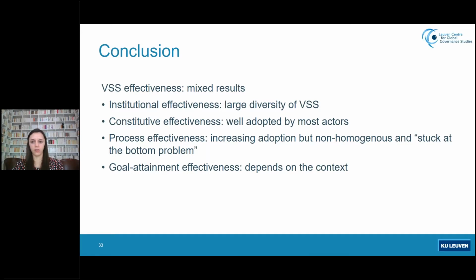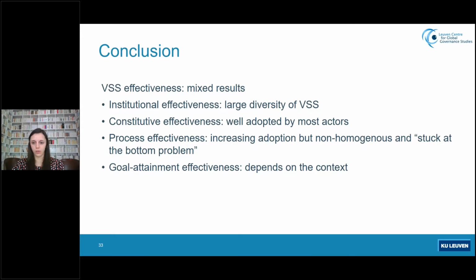Then on process effectiveness, we also saw that different indicators show that adoption is increasing globally, but that this is not happening in a homogeneous manner. I also remind you that while adoption and coverage of VSS are growing, the stuck at the bottom problem remains. It means that, again, smallholder producers don't have the capacity to get involved in VSS schemes, and so it can be a barrier to trade.